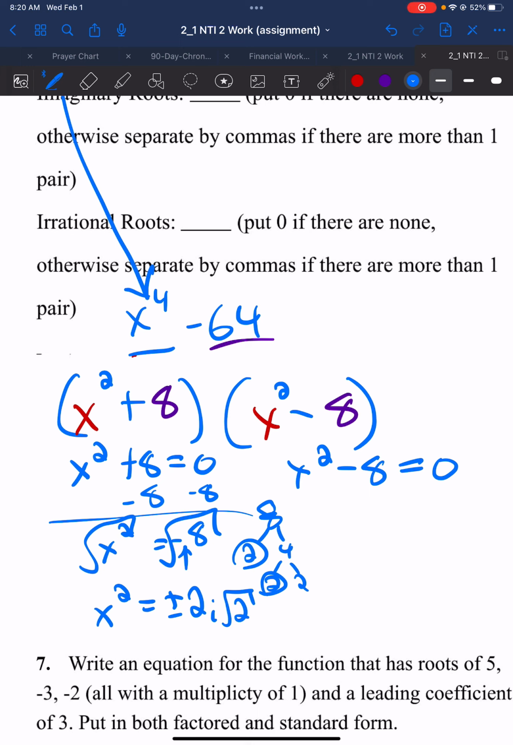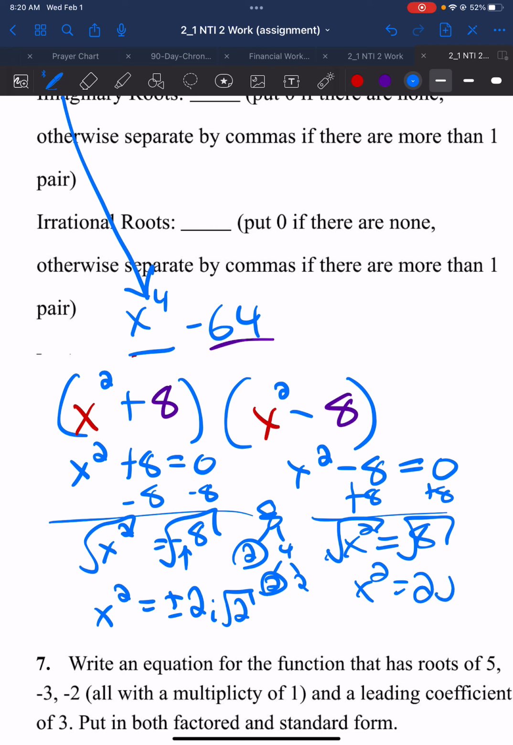And here, very similar result, but you're not going to end up with an imaginary number, because you're taking the square root of a positive number. You're just going to have x equals plus or minus 2 square root of 2. So let's go through what we got here. On this one, underlined in purple, I've got plus or minus 2i square root of 2.